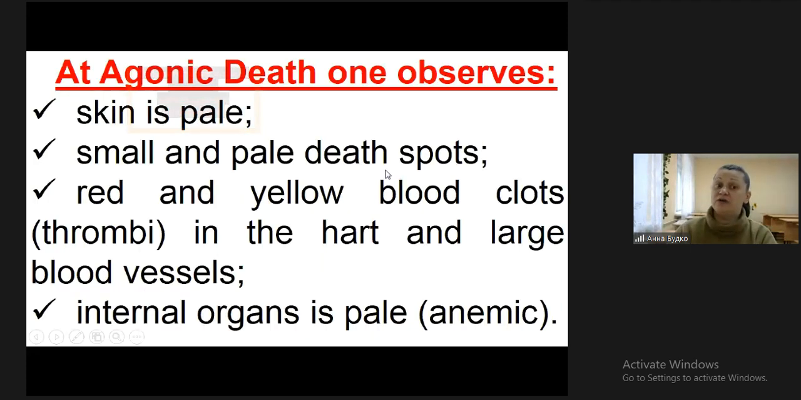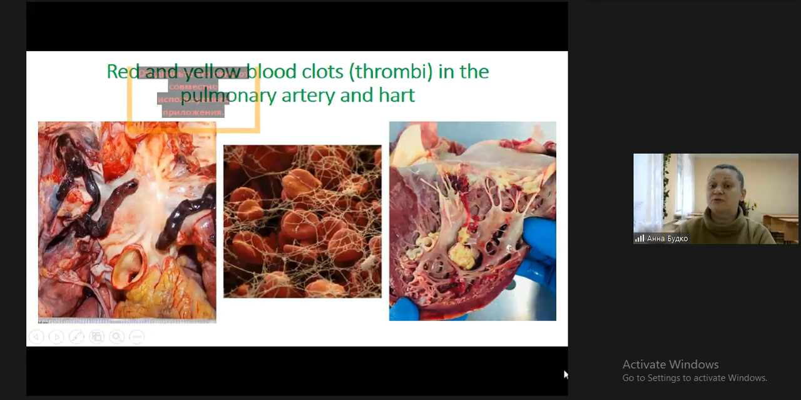In acute death, you can see cyanosis. Livor mortis or dead spots: small and pale in agonic death, large and blue-violet in acute death. In large blood vessels and in the heart cavity there are thrombi, red as well as yellow thrombi. And inner organs are pale or anemic. In agonic death, you can see venous plethora and inner organs with a very dark red color. Next, you can see blood clots as thrombi. In cases of agonic death, thrombi can be red and white.